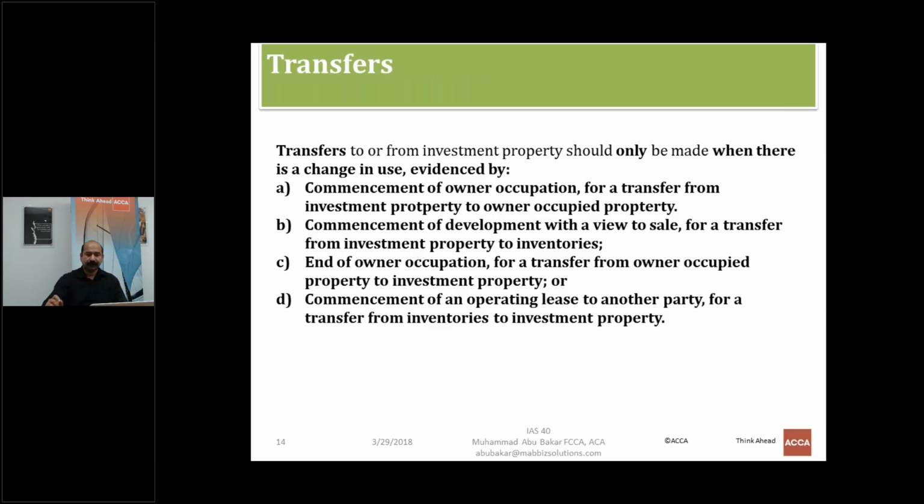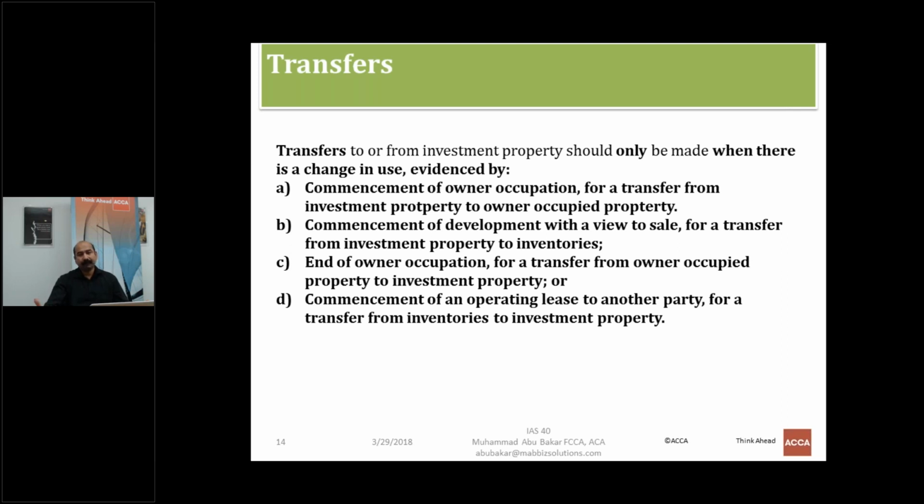Transfers. Transfer to or from investment property should only be made when there is a change in use. This is very important. Change in use. Intention is not important, like management intends to change its use. No. In fact, there should be a change in use, and there should be evidence. For example, commencement of owner occupation for a transfer from investment property to owner occupied property.